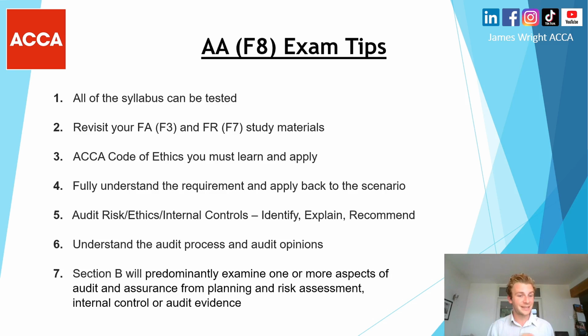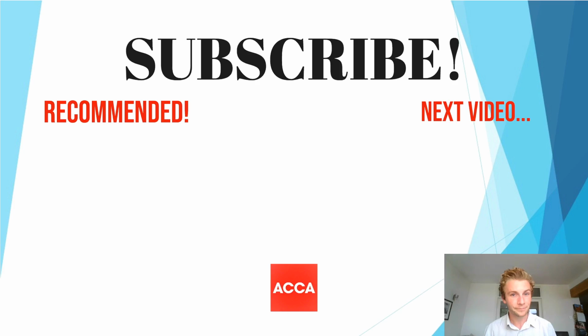And finally, for my 7th point, for Section B, predominantly examining one or more aspects of audit and assurance from planning and risk assessment, which we talked about in the syllabus at the start, internal control and audit evidence. So have a look at those different syllabus areas, A to F, and pick them out, because that is Section B and that is going to be the hardest part of your exam.